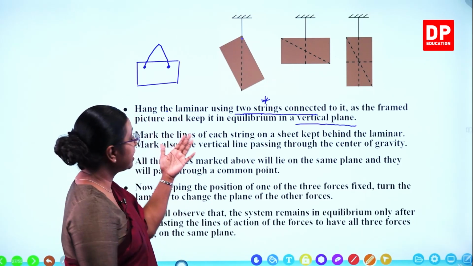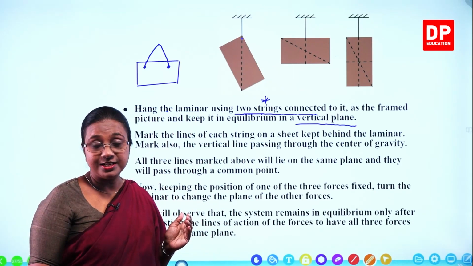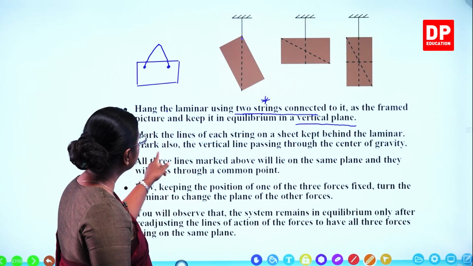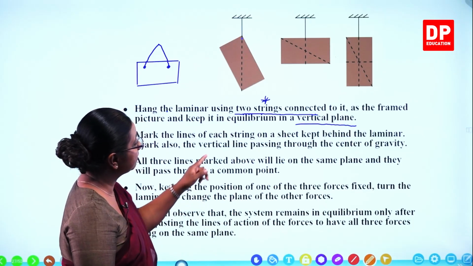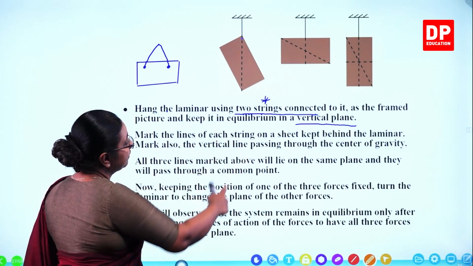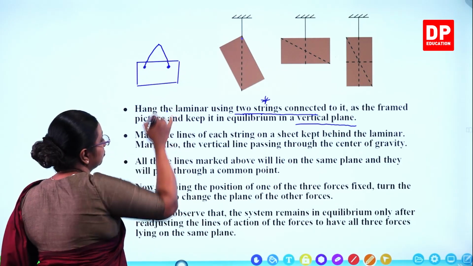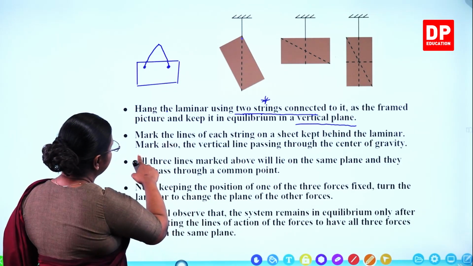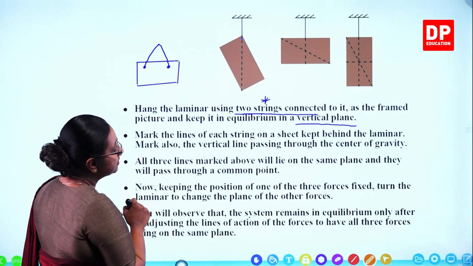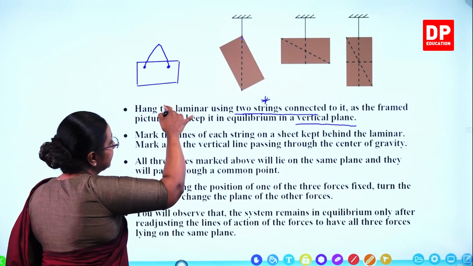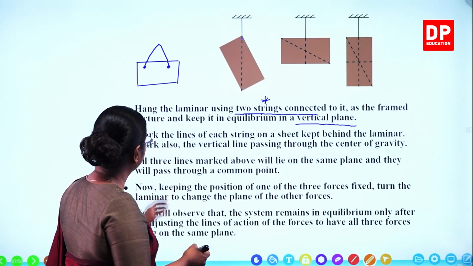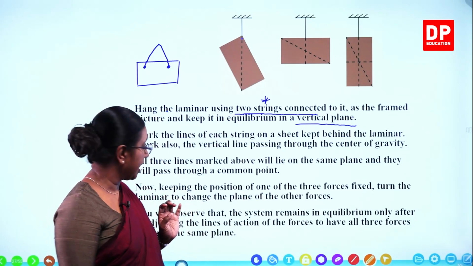So, behind this lamina, we need to have a white sheet of paper that would be easy to draw the line on, and then we need to mark the vertical line passing through the center of gravity as well. So, mark the lines of each string. We need to mark these 2 lines kept behind the lamina, and mark also the vertical line passing through the center of gravity. So, when the lamina is hanging, the vertical line that passes through the center of gravity, all those have to be marked.